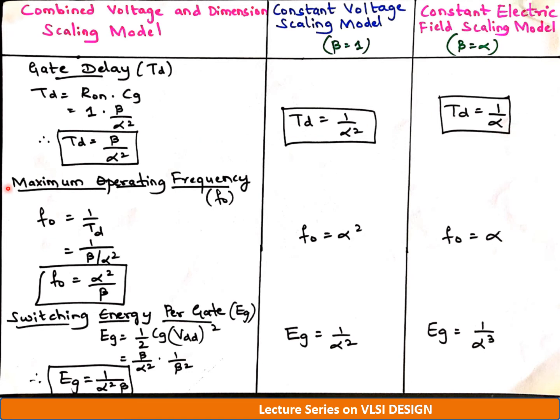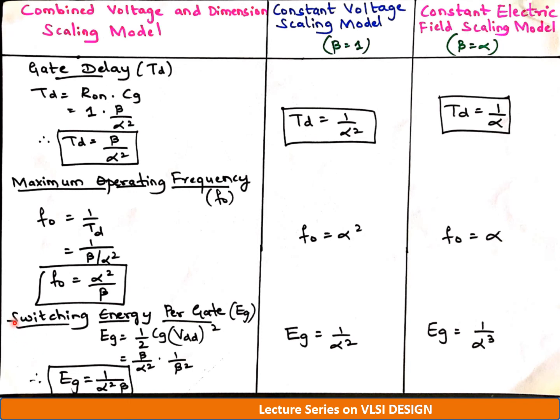So the next device parameter is maximum operating frequency. Frequency is given by 1 by gate delay. Gate delay is scaled by beta by alpha square. Therefore, the scaling factor for frequency is alpha square by beta in the combined V and D scaling model. In the constant voltage scaling model, beta is equal to 1. Therefore, the scaling factor for frequency reduces to alpha square. In the constant electric field scaling model, beta is equal to alpha. Therefore, the scaling factor reduces to alpha.